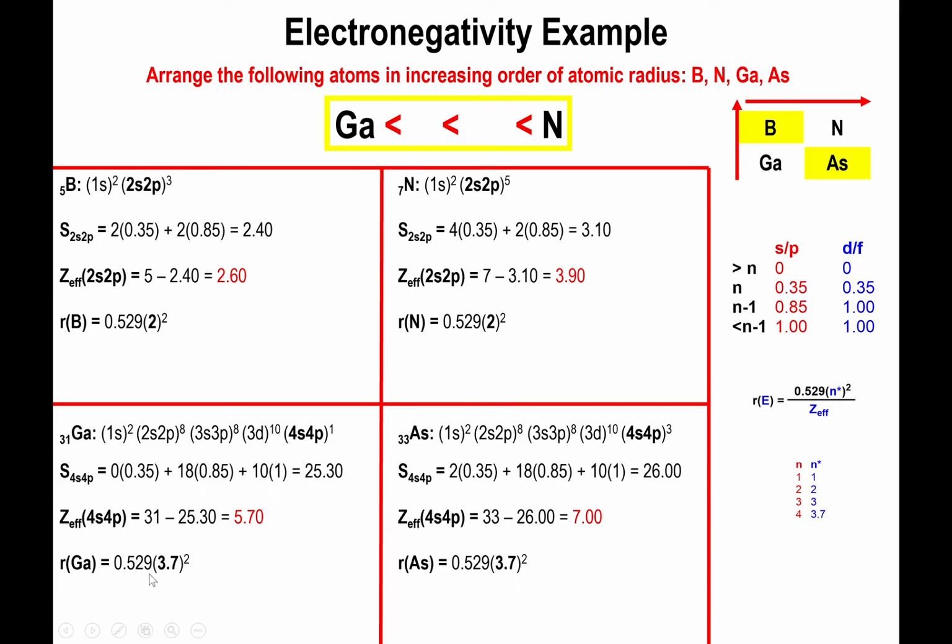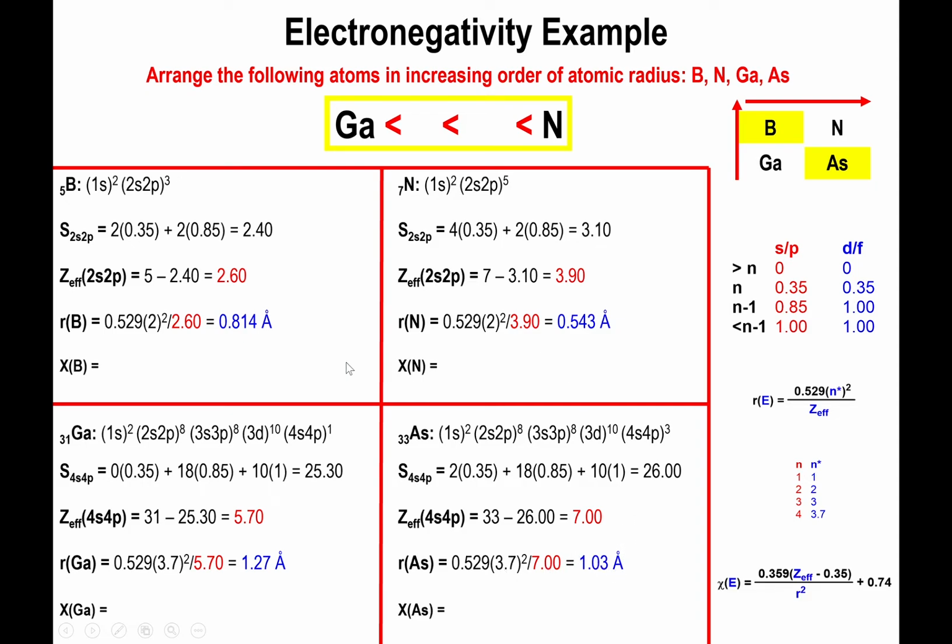We multiply 0.529, multiply by the effective principal quantum number square, so 2 for boron and nitrogen, 3.7 for gallium and arsenic. And then we divide by the corresponding effective nuclear charge. Upon carrying out the calculation, we find out that the atomic radius of boron is 0.814, that of nitrogen is 0.543, the atomic radius of gallium is 1.27, and that of arsenic is 1.03.